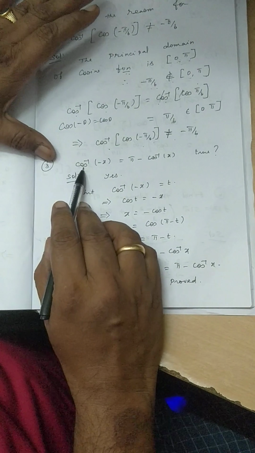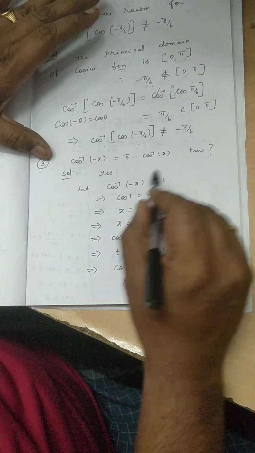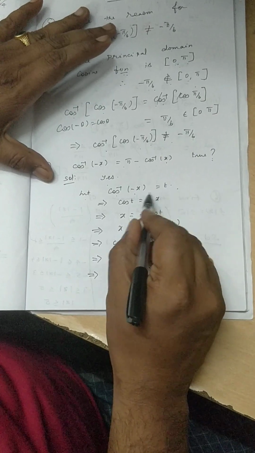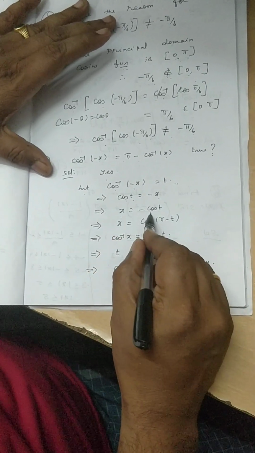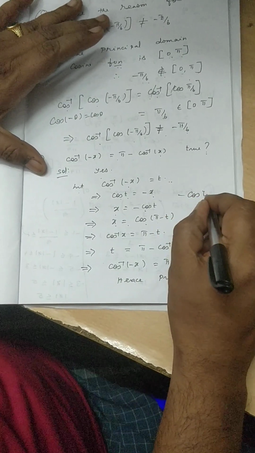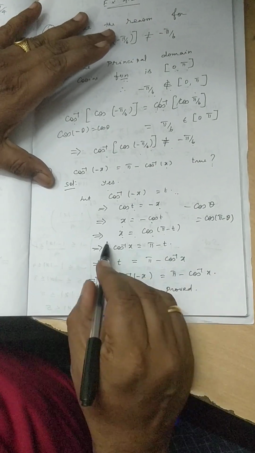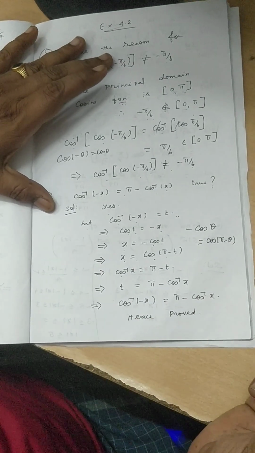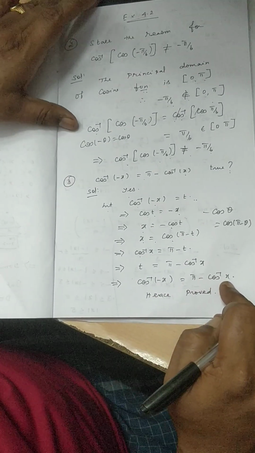Then the third question: cos inverse of minus x equals pi minus cos inverse of x. True? Yes, it is true. Let us take cos inverse of minus x equal to t. Then cos t is equal to minus x, so x equals minus cos t. Minus cos theta is equal to cos of pi minus theta, so x equals cos of pi minus t. Therefore cos inverse of x is equal to pi minus t, so t is equal to pi minus cos inverse of x. Cos inverse of minus x equals pi minus cos inverse of x.